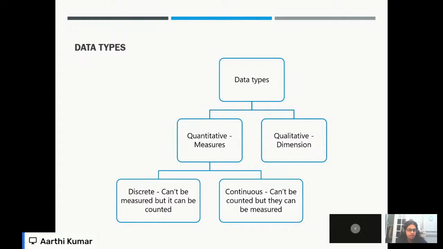Continuous is what can be measured. So discrete is mostly a whole number and cannot take negative values. In contrast, continuous can take negative values, and it can also take decimals. So for example, the height can be measured as 125.5 centimeters, whereas in discrete you cannot say that; number of employees in a company or number of children, all these are discrete.